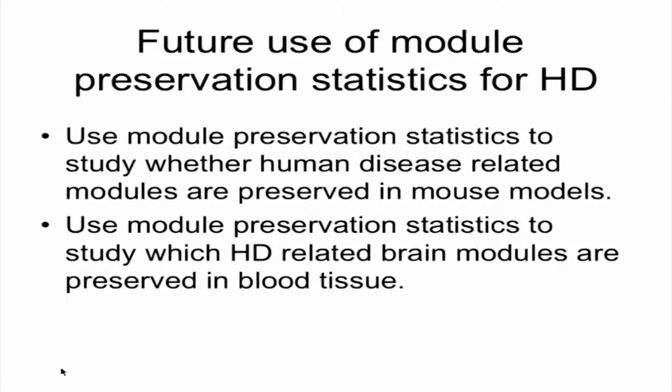So, of course, the future use of these module preservation statistics for HD is to now relate these human disease-related modules to mouse models. There are many wonderful mouse models of Huntington's disease, and we can just ask, well, which of them matches human data? But also we can ask things like which of the brain-related modules can be found in human blood tissue, because it could, if we are lucky, lead to surrogate markers and biomarkers of the disease, although this is very much speculation.